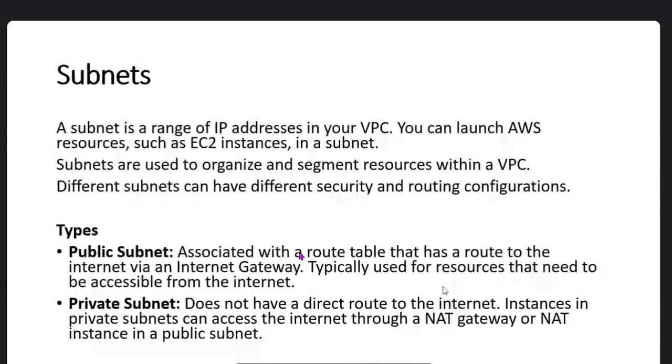Then we have the public subnet and the private subnet. The public subnet is associated with a route table that has a route to the internet via an internet gateway, typically used for resources that need to be accessible from the internet. While the private subnet does not have a direct route to the internet, the instances in the private subnet can access the internet through a NAT gateway or NAT instance in the public subnet.